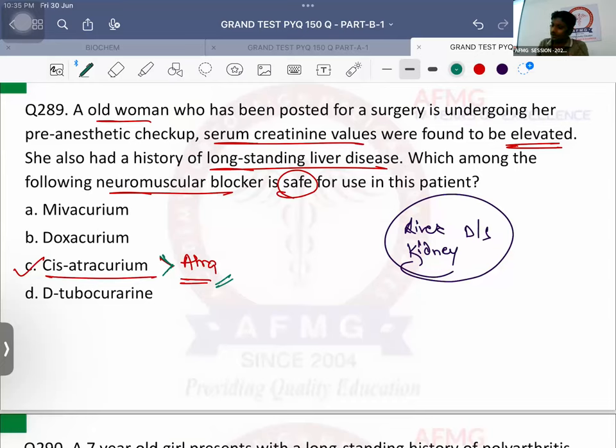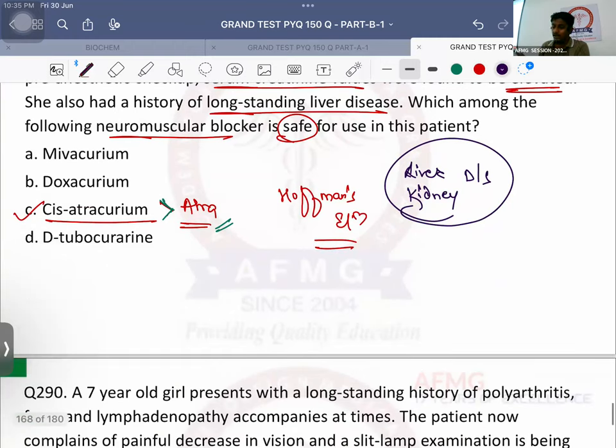Why can they be used in liver or kidney disease? Because both of them are not metabolized by the liver or kidney. They are metabolized by non-enzymatic degradation. That was asked: which elimination? Hofmann's elimination. No issues with this, anybody? That's important. Which is the longest acting?